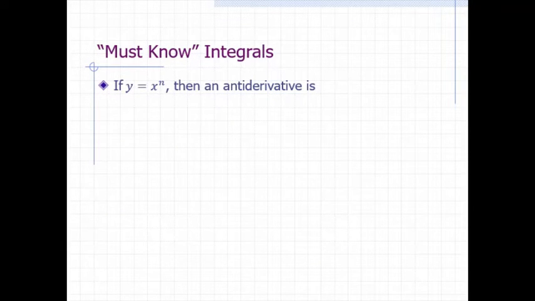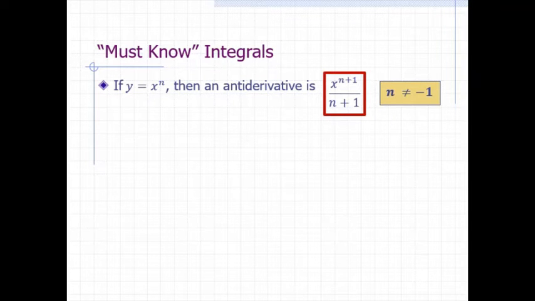Suppose y is equal to x raised to some power n. Then the antiderivative of this function is x to the power n plus 1 divided by n plus 1. Note that this formula is valid as long as n is not equal to negative 1. Why? Well, if n is negative 1, then n plus 1 will be equal to 0, and we would get a 0 denominator, which would make this expression undefined. Remember that division by 0 is undefined.